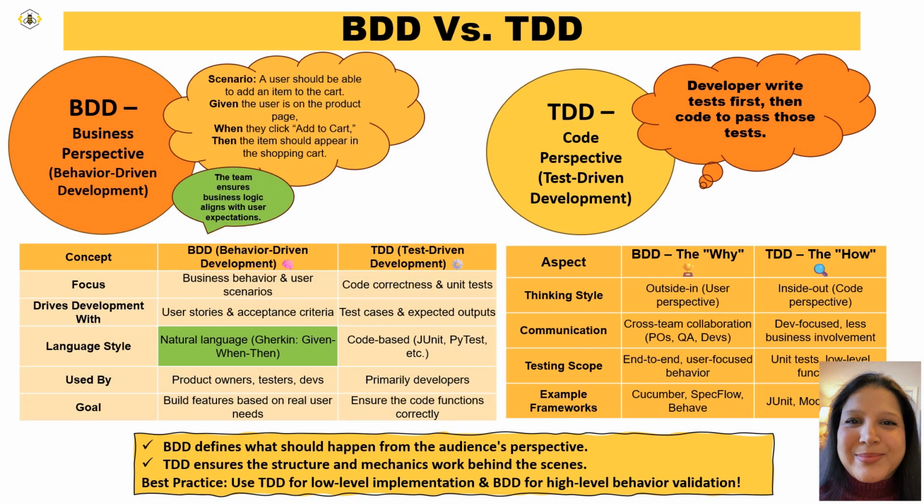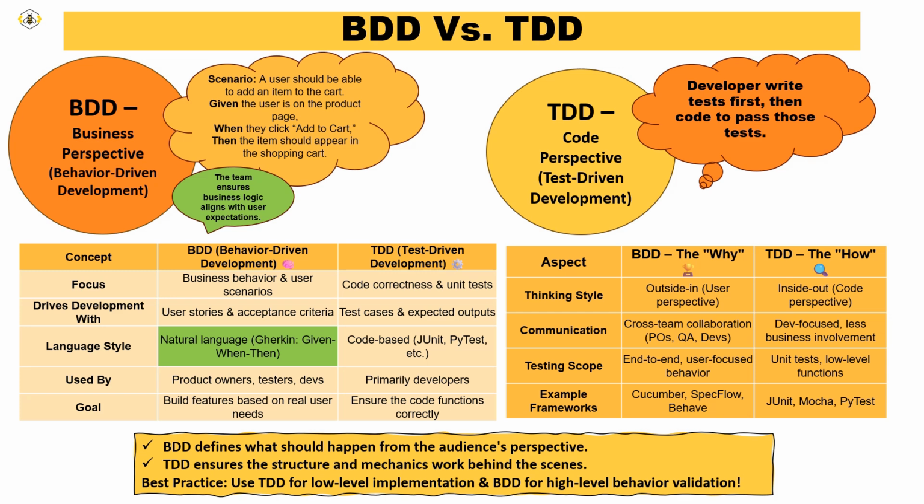Even if you are not a technical Scrum Master or a technical project manager, it is very important to understand technical terminology and jargon to better support your Agile Scrum teams. So today's topic is about understanding BDD and TDD, test-driven development and behavior-driven development.